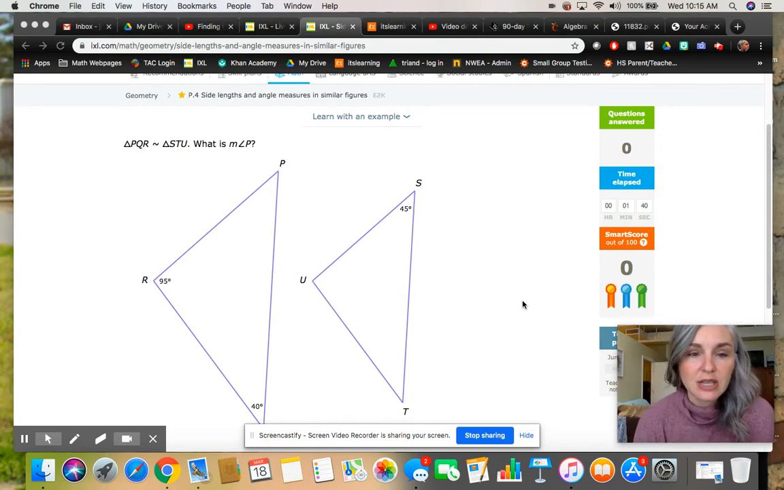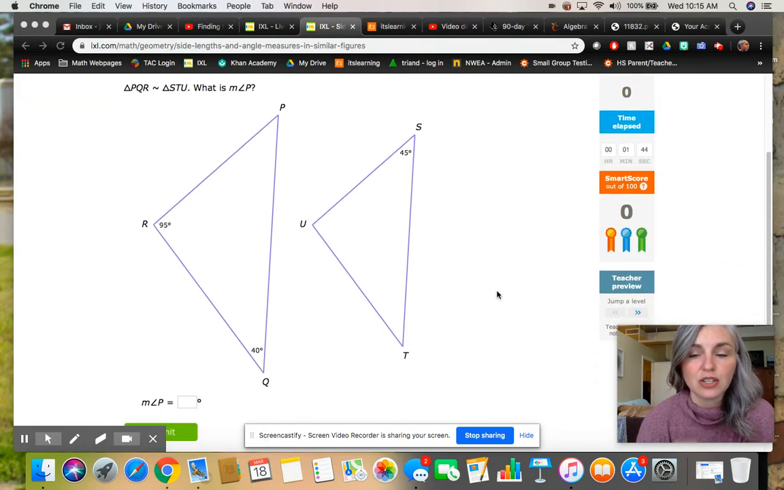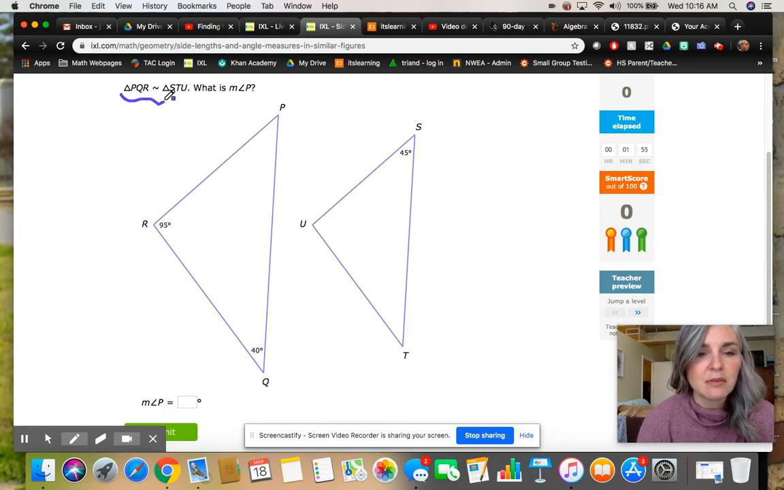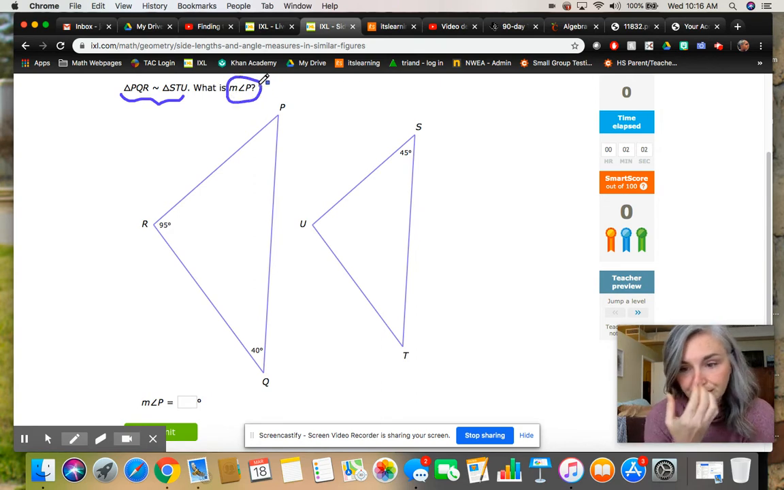So this particular one is finding side lengths and angle measures given that two figures are similar to each other. It's going to tell us a similarity statement in this one, so that's really nice. And then it's going to ask us to find something based on what's given, okay? In this case, it tells us that triangle PQR is similar to triangle STU, and it asks us to find P, okay?